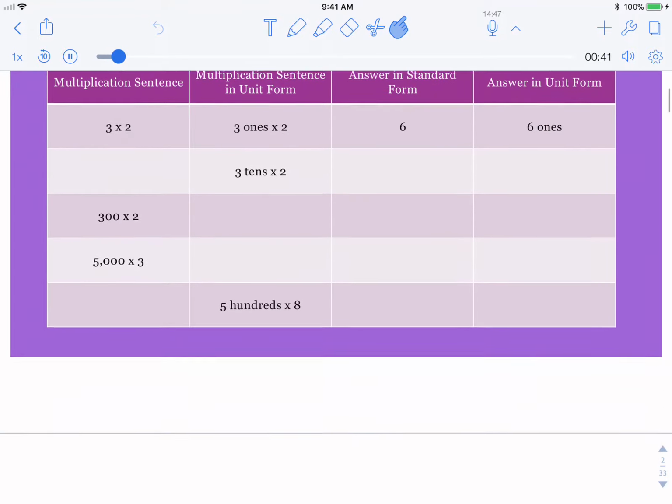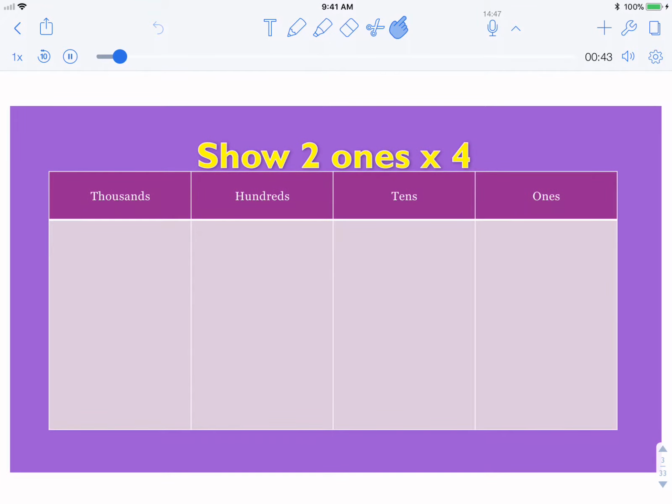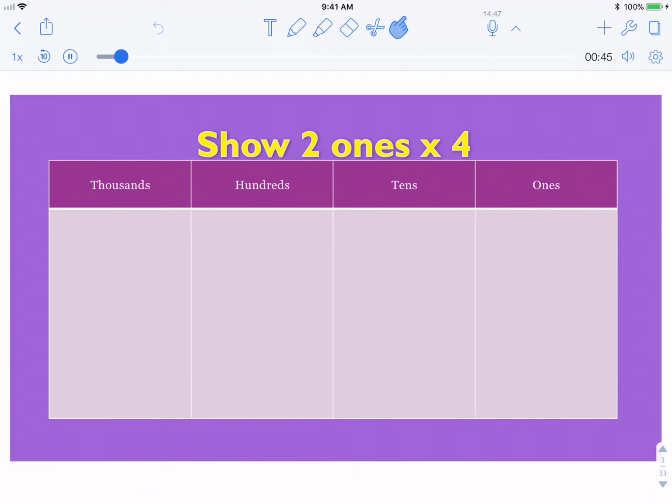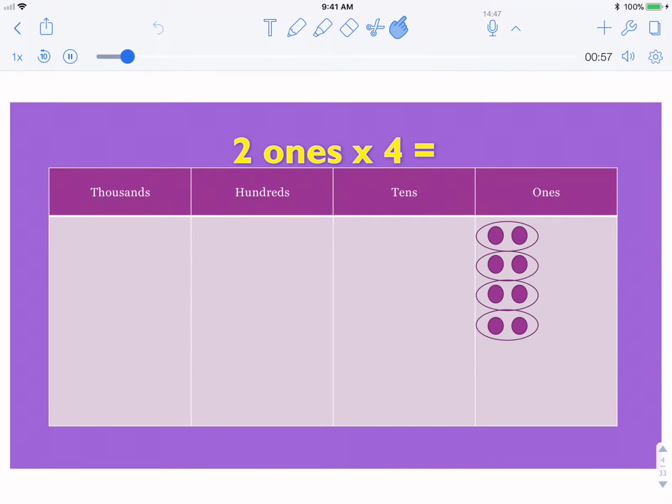Okay, show 2 ones times 4. So 2 ones times 4 equals, if you notice, we have 2 ones and we have it 4 times. And I've circled each one so that you know that it's a group. They're each a set. Okay, so 2 times 4.